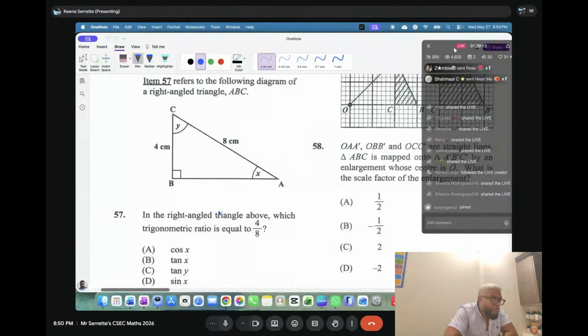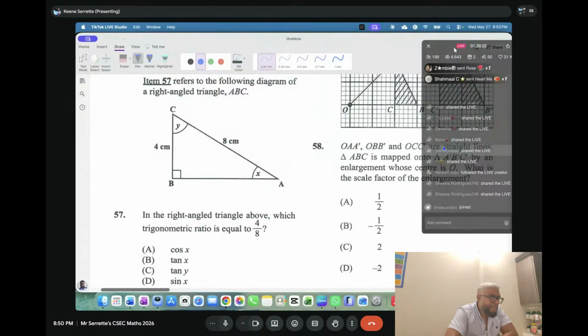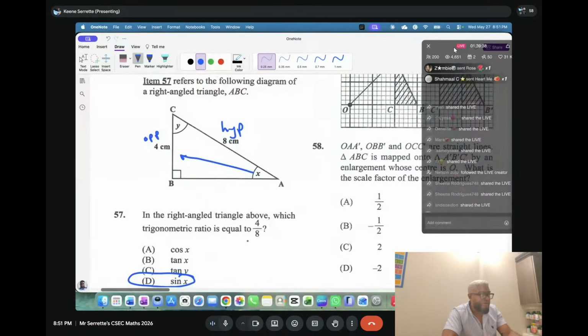In the right angle triangle above, the trigonometric ratio is 4/8. What are we dealing with? X. So we're dealing with opposite over hypotenuse. So that would be sine X. Sine X is what we're working with.